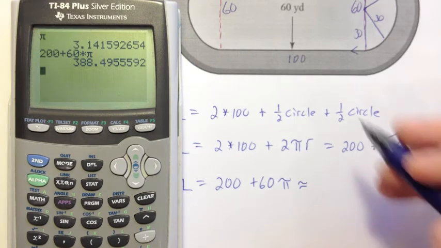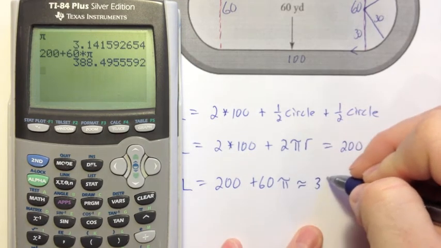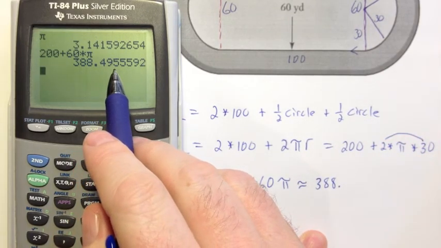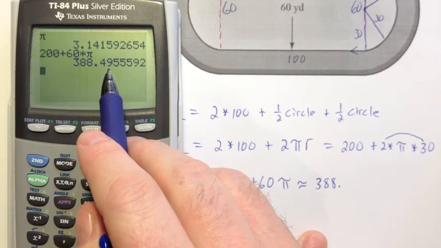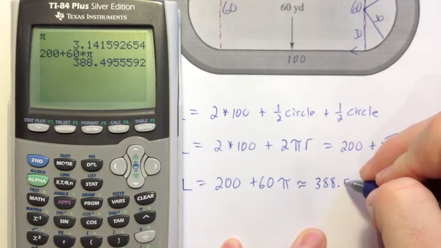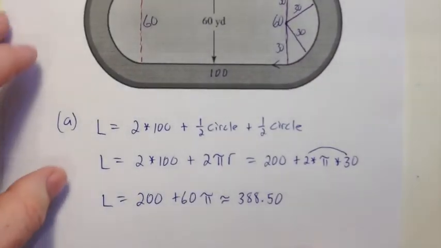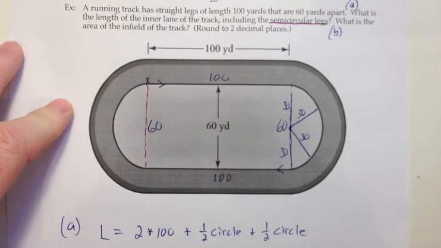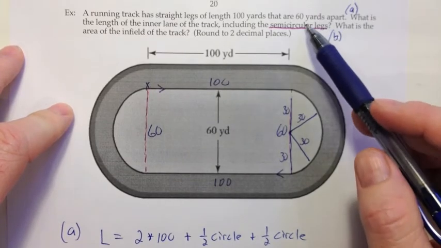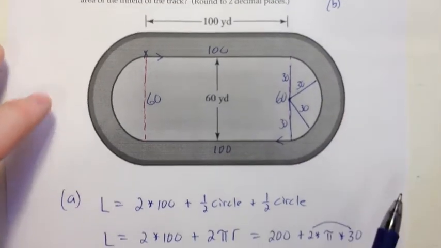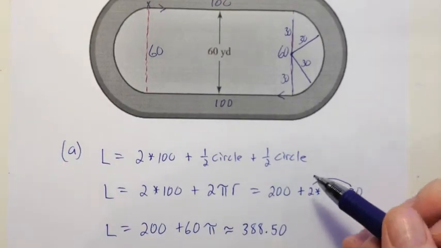388.49555, but they said to round it to 2 decimal places, so that would be 388 point. It's a 49, but followed by a 5, so that 5 would cause me to round this 49 up to a 50. And now I have the number, and I just want to think about the units, so I go look at the units they gave me. All those other measurements were yards, 100 yards apart, 60 yards across, so everything was in yards, so this will be in yards as well.